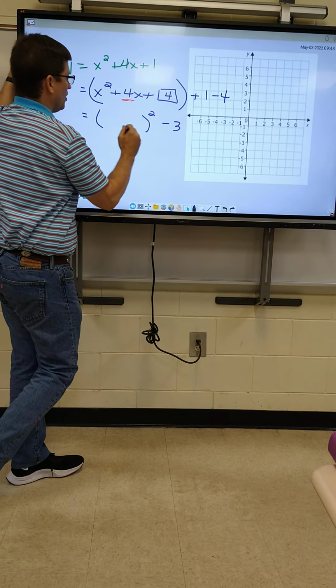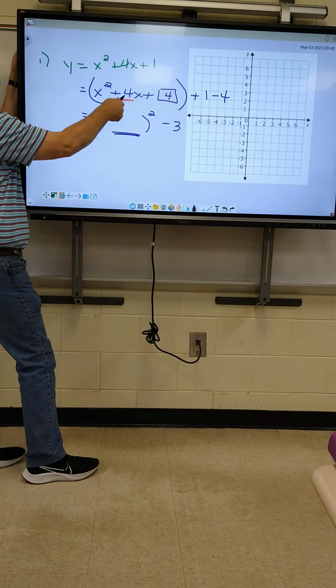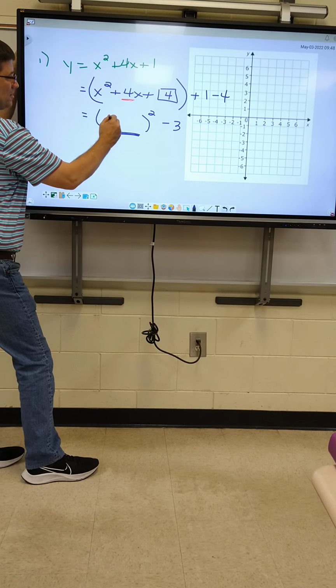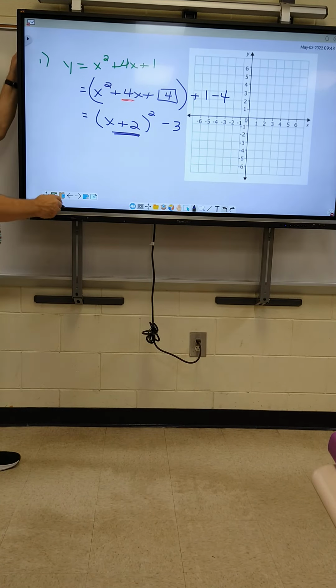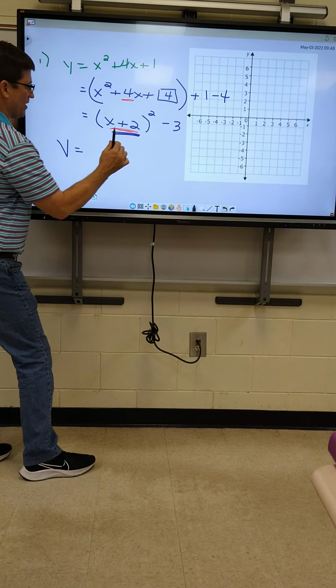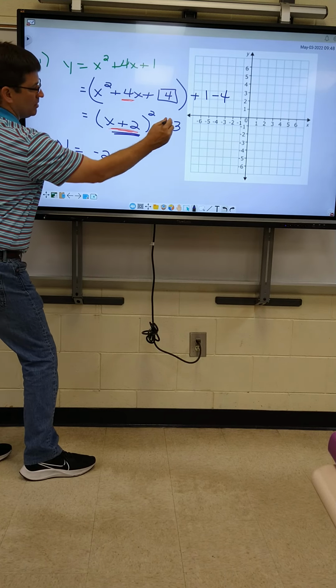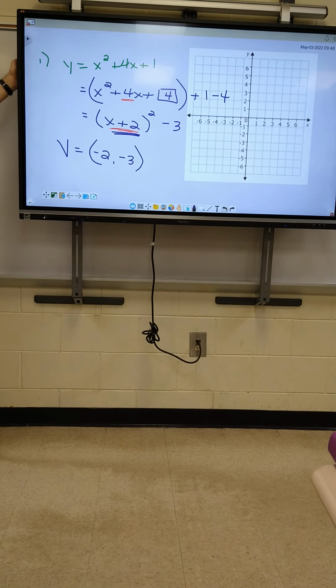All right, so what goes into parentheses? Same thing we did yesterday. It's going to be x plus something. What is it? 2. X plus 2. Same thing as yesterday. Everybody good? All right, now we got to find our vertex. How do we find the vertex? You look in the parentheses and you flip the sign on that one. So it's negative 2, negative 3. That's our vertex for the parabola. Stop, see if anybody has a question.